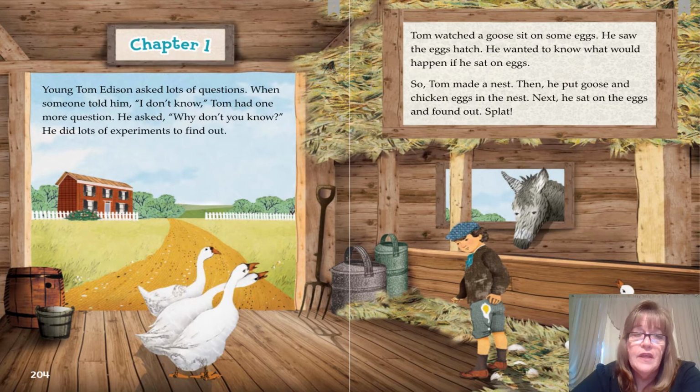Chapter 1. Young Tom Edison asked lots of questions. When someone told him, "I don't know," Tom had one more question. He asked, "Why don't you know?" He did lots of experiments to find out. Tom watched a goose sit on some eggs. He saw the eggs hatched. He wanted to know what would happen if he sat on eggs. So Tom made a nest. Then he put goose and chicken eggs in the nest. Next, he sat on the eggs and found out. Splat!